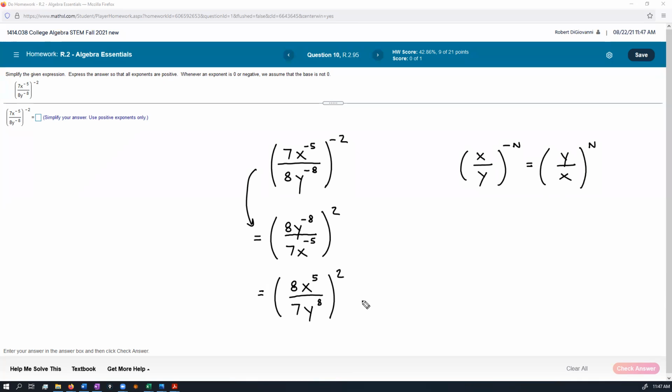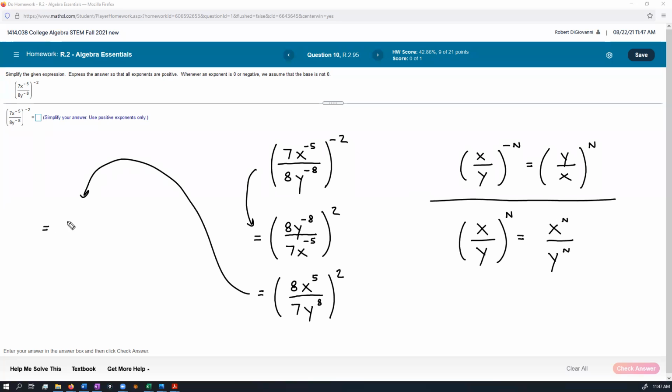Okay, now we're going to use a property again that we had talked about, well, I'll write it like this. If you have x over y, if you have a fraction to the nth power, then you can apply the power to the top and to the bottom separately. So what I'm going to do is I'm going to square everything I see here and then square everything I see here. And let me do that over here. So I'm going to get the top 8x to the 5th and square it. And then I'm going to take the bottom 7y to the 8th and square that.